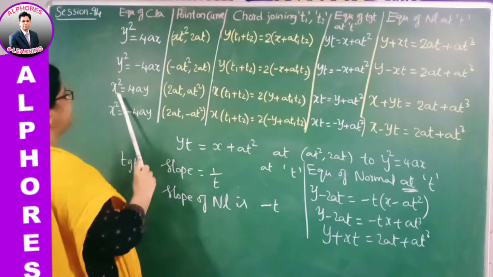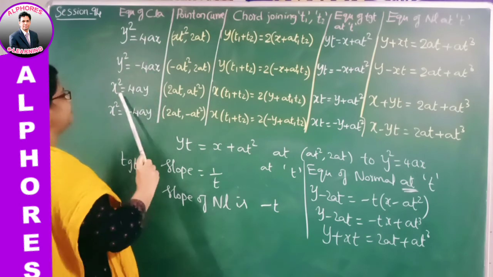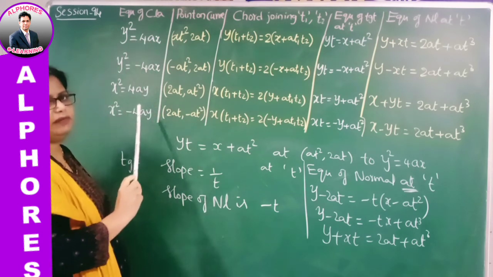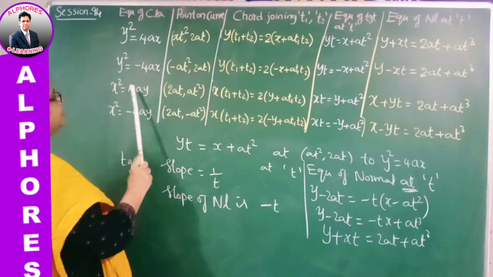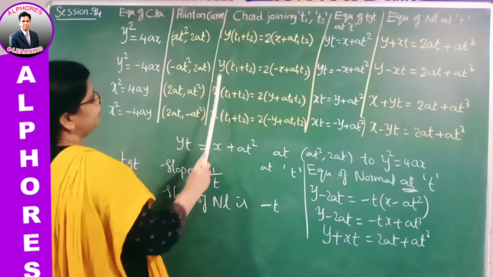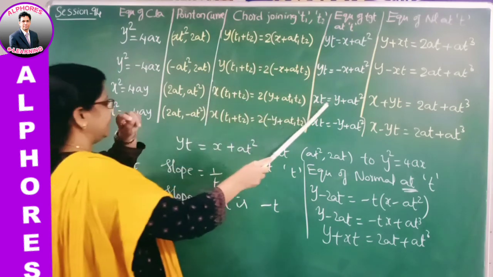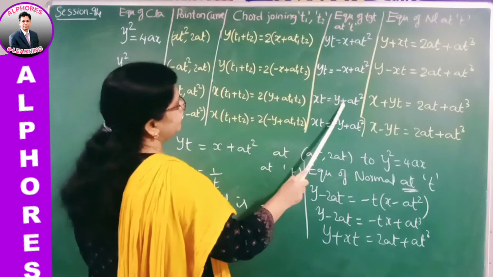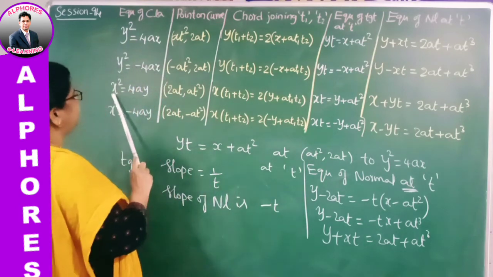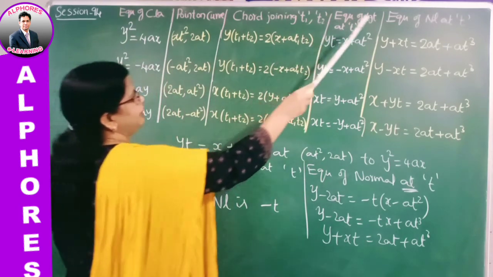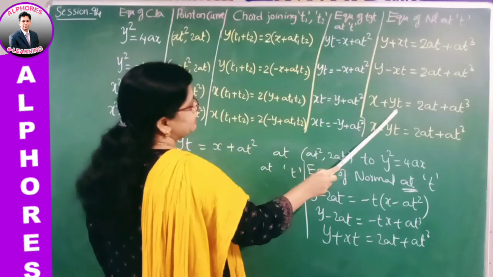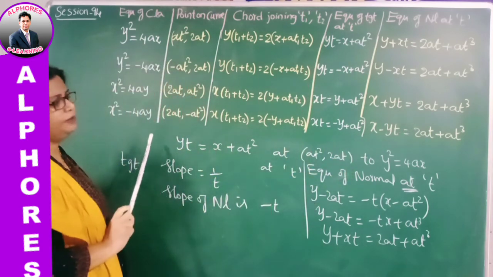Next, if you take x square is 4ay, many times we have discussed that these two parabolas are images of one another with respect to the line y equal to x. Therefore just interchange x and y. We interchanged the coordinates, and also interchange x and y in the chord, the tangent equation, and similarly in the normal. Therefore for x square is 4ay, the equation of normal drawn at the point t is, interchanging x and y, x plus yt equal to 2at plus at cube.